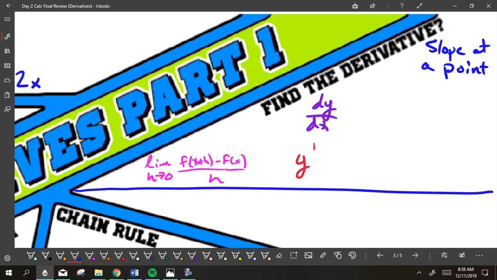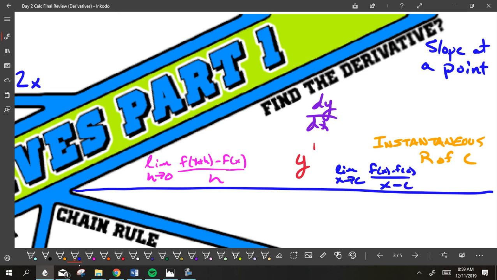Chloe, what else? Ooh, the long one, instantaneous rate of change, good. Tyler, what else you got for us? The other limit one, good. The limit as x approaches c of f of x minus f of c all over x minus c. I know you can't really read that, but the other limit one, good. Raiden's group, what else you got? Oh, F prime. Yeah, let's go. F prime. Wonderful.